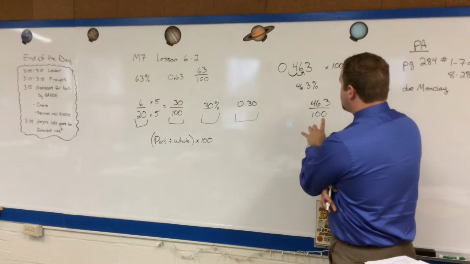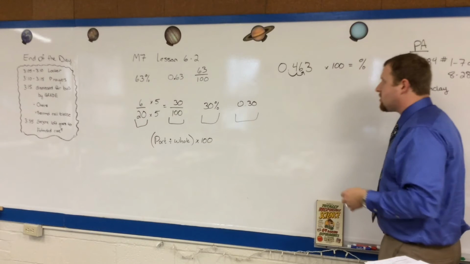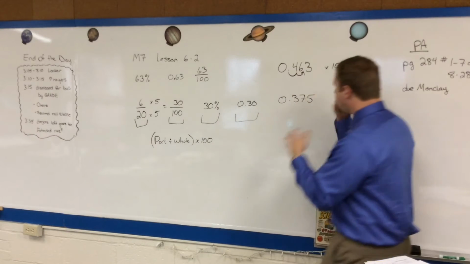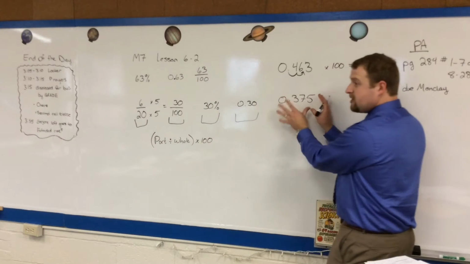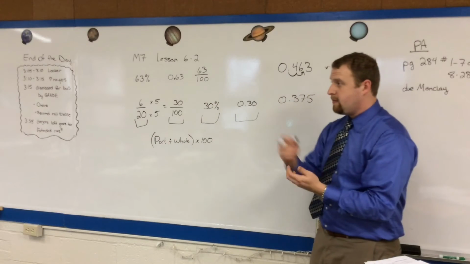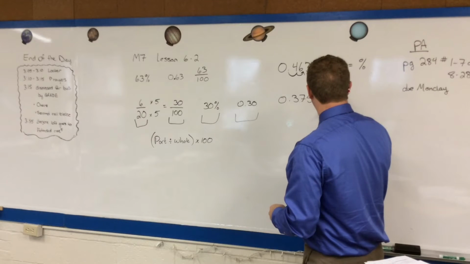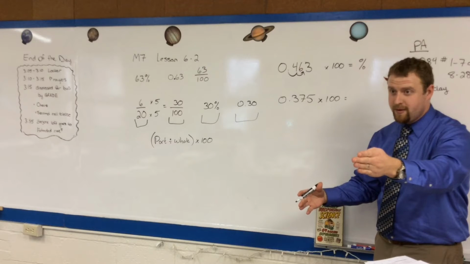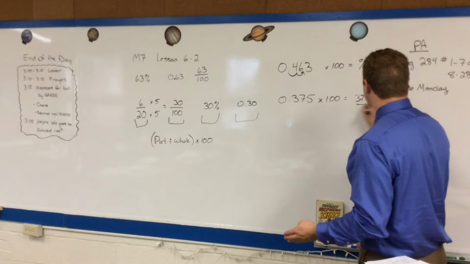Let's do another one like Hannah's, because I think that this idea is hard, okay? Let's do 0.375. Using the same idea, this is, in essence, the part divided by the whole. It's just in decimal form. I could multiply it by what number to turn it into a percent? Hannah? I can multiply it by 100. Double zeros, great number. And that equals 37.5. So that's the percent version.